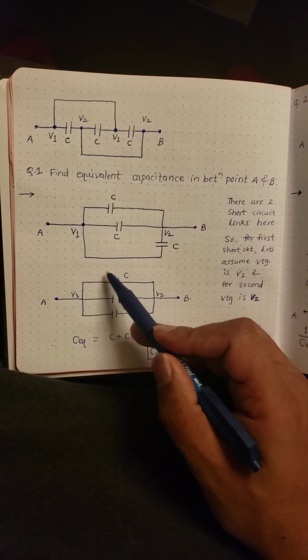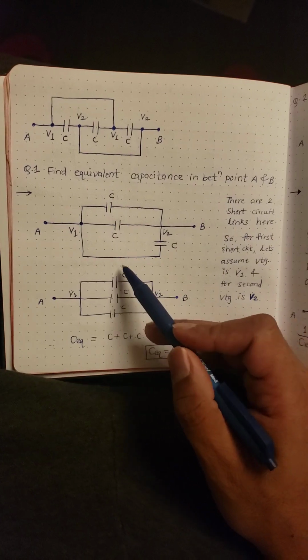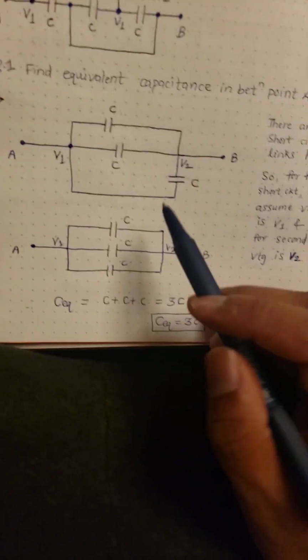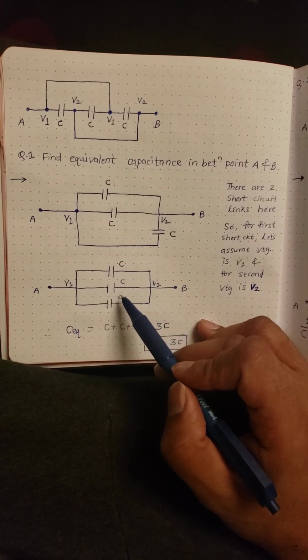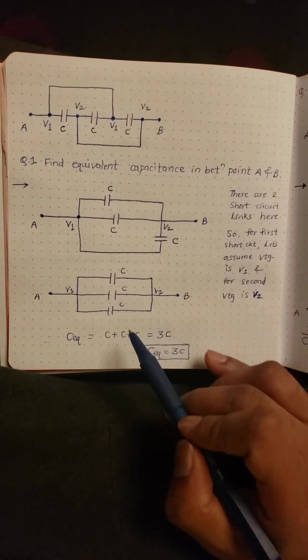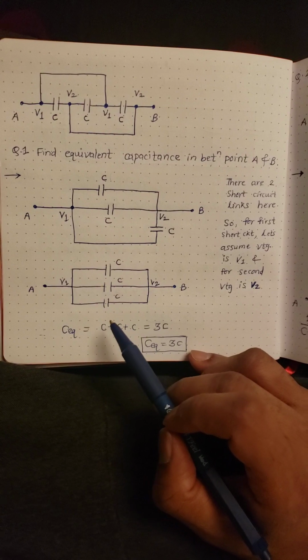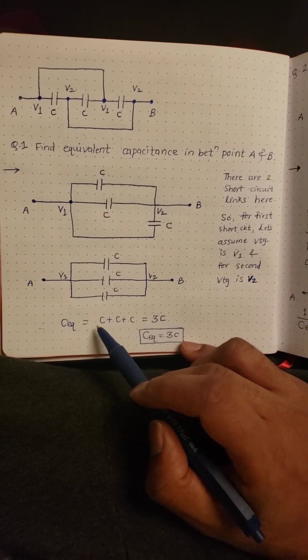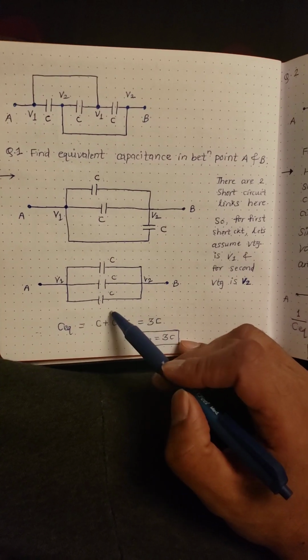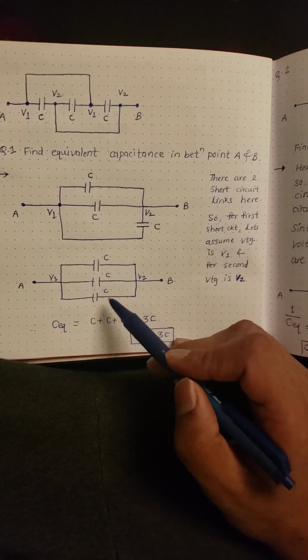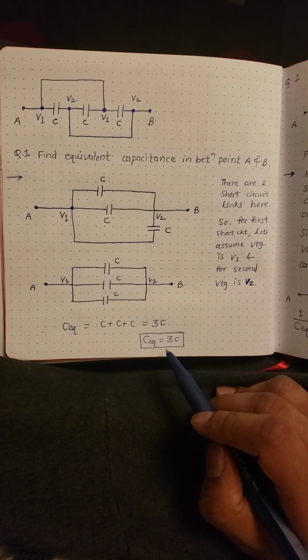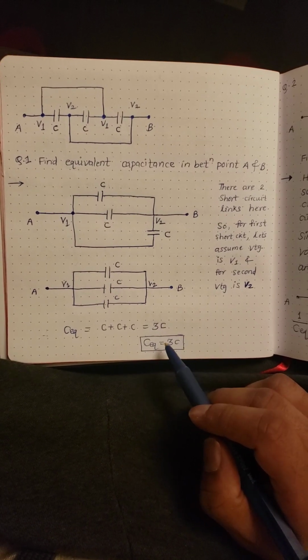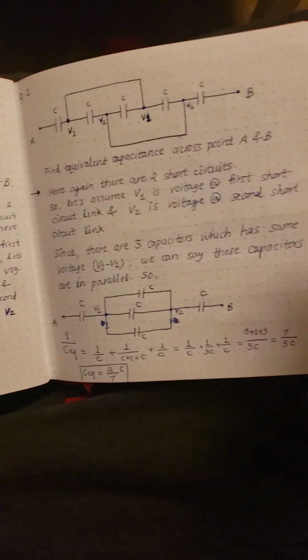This is the redrawn circuit, where these three capacitors are connected in parallel, and we know how to find the equivalent capacitance when capacitors are connected in parallel. It will be C plus C plus C, so the equivalent capacitance will be 3C. Okay, so let's go to the next circuit.